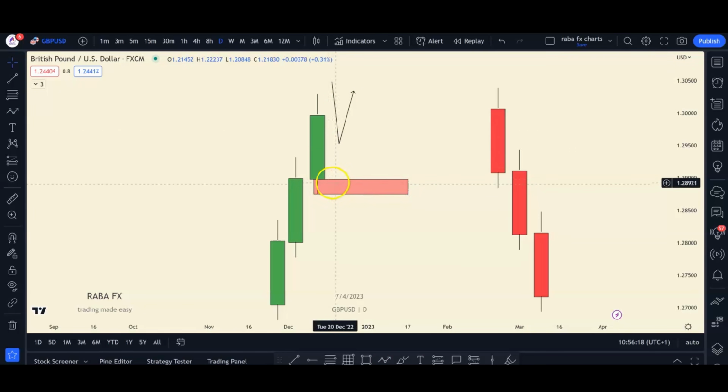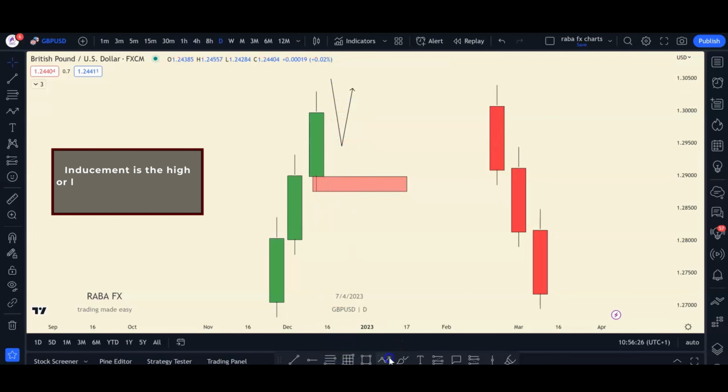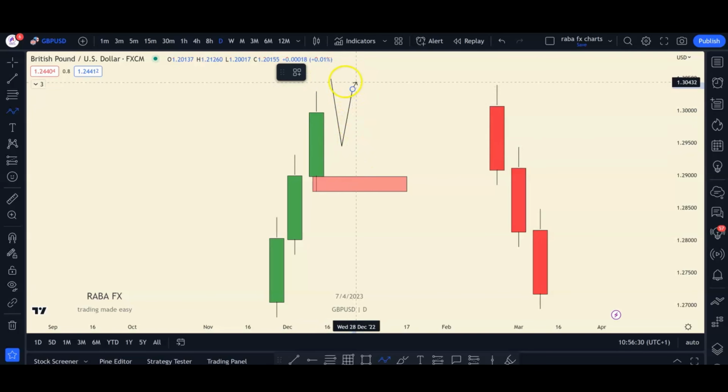that failed to mitigate on this particular time frame we're looking at, the low here, is an inducement. So in the future, when price comes back down, do not be trading this. Even if it broke structure, don't trade this. You wait for price to come and tap into this here. This is the best place for you to look for your trades.